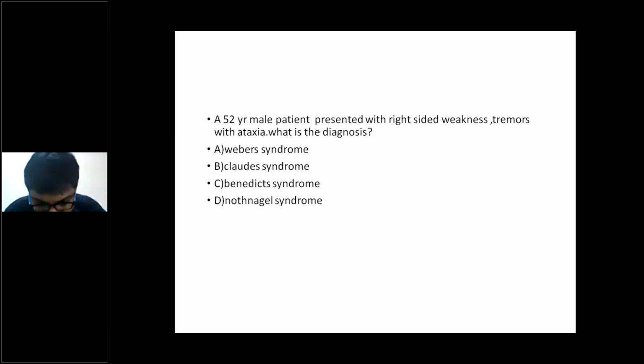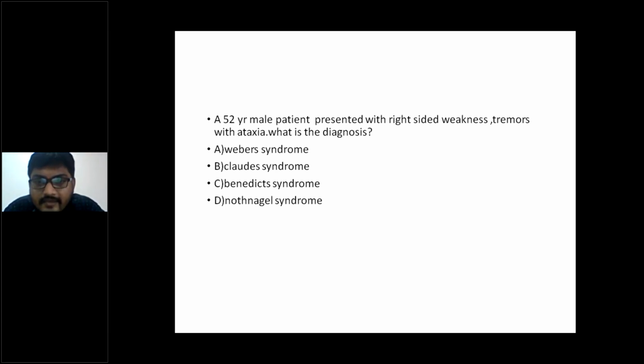Weber's. What happens in Weber's? Third nerve. Weber's. Third nerve palsy with hemiplegia. Contralateral hemiplegia with ipsilateral third cranial nerve palsy.